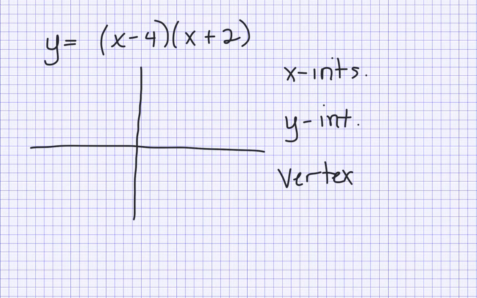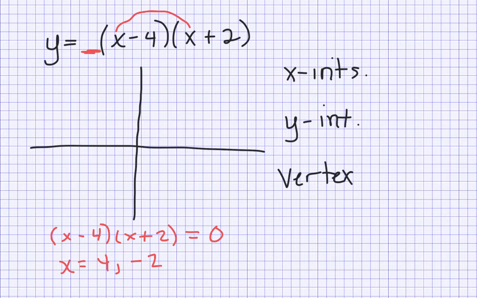We know that's going to be a parabola because if I FOILed this out, x times x would give me x squared. And it's going to open up because the number in front of that squared term is positive. So what we did last week is we took that factored form, x minus 4 times x plus 2, and solved it when it was equal to 0. And we found that x equals 4 or negative 2 when y equals 0.